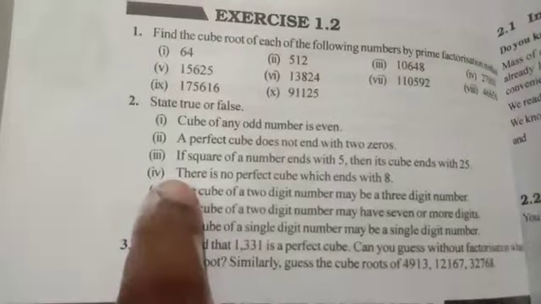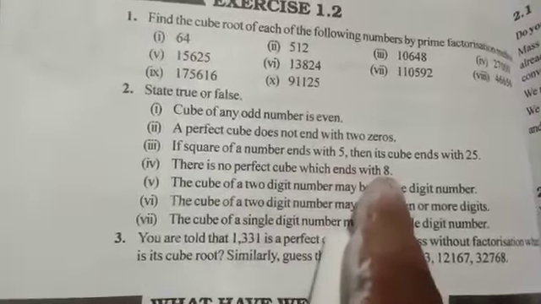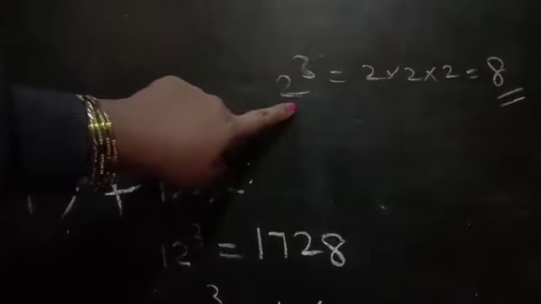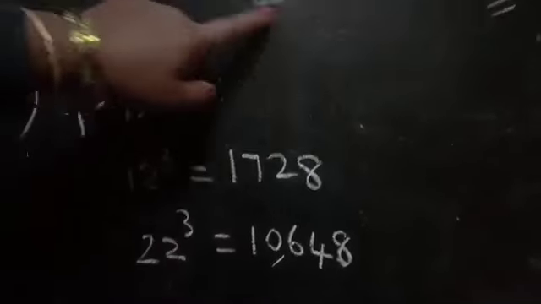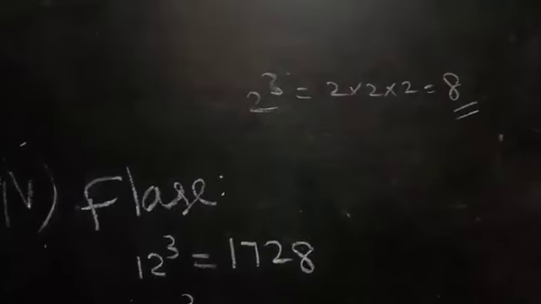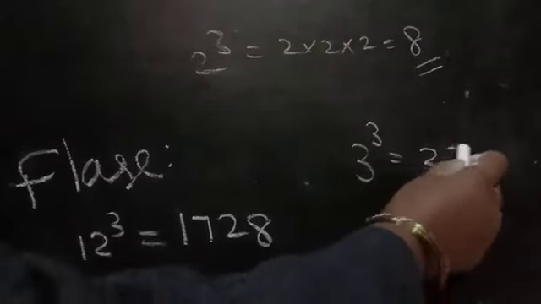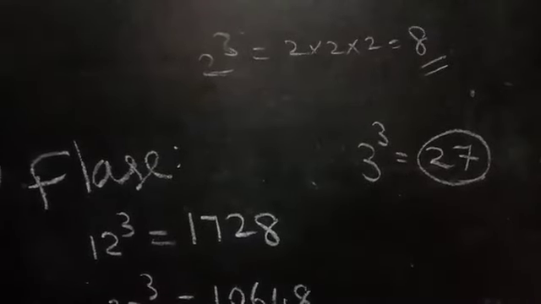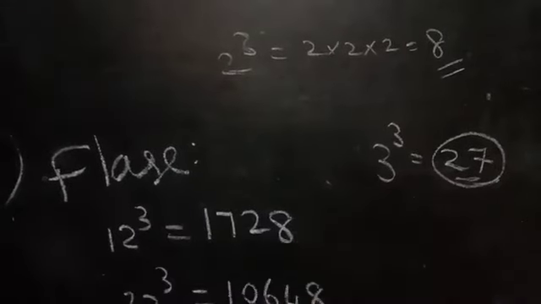Fourth question is, there is no perfect cube which ends with 8. It is false because 2 cube, 12 cube, 22 cube, like that numbers only end with 8. Remaining numbers will end with other digits. Suppose when we take 3 cube, 3 3s are 9, 9 3s are 27. So this is also a perfect cube. So the statement is false.